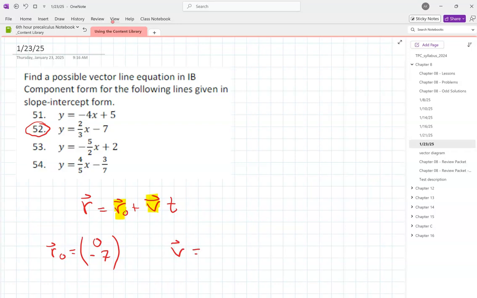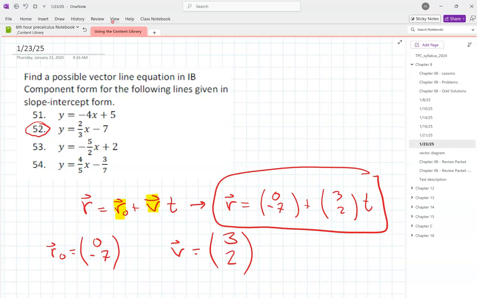My slope vector will just be the slope for this line. The slope for this line is 2/3. Now remember, slope is change in y over change in x, right? So the x component for my slope vector needs to be the change in x, the denominator, and my y component needs to be the change in y, the numerator. So one possible answer would be that.